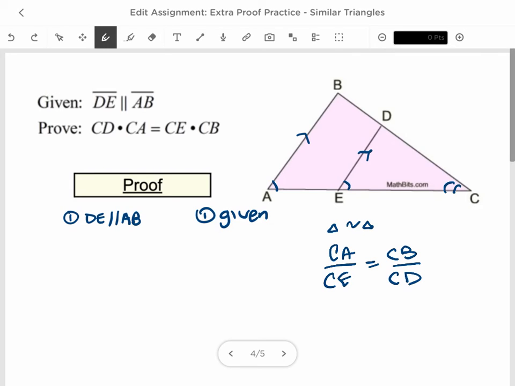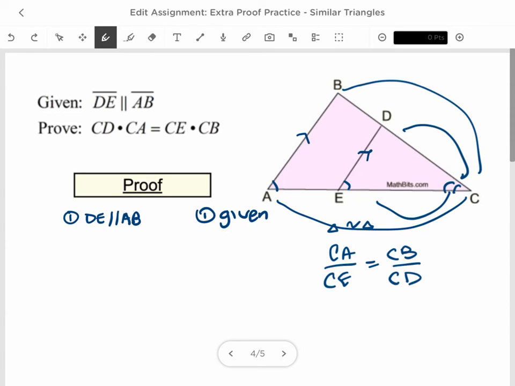And then I can cross multiply, and you could either write cross multiply or simplify. The other way is that these are proportional, remember? So CD to CB would equal CE to CA. That's the triangle proportionality theorem, and then you can cross multiply. Both are right.